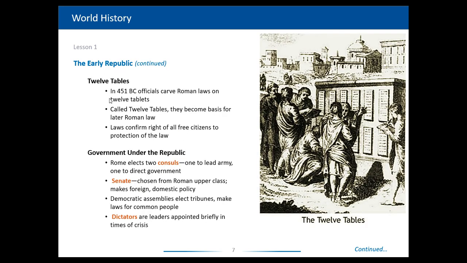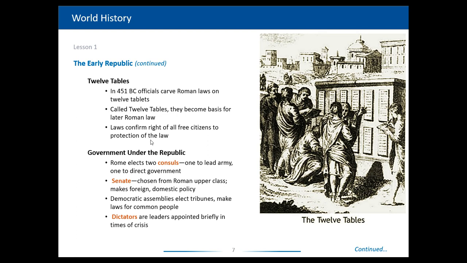The 12 Tables. In 451 BC, officials carved the Roman laws on 12 tablets. Called the 12 Tables, they become the basis for the later Roman law. The laws confirm the right of all free citizens to the protection of the law. Where else have you seen laws put on tablets? Hammurabi, the Ten Commandments. What about the laws in ancient Greece that were codified? So laws become something of a norm.